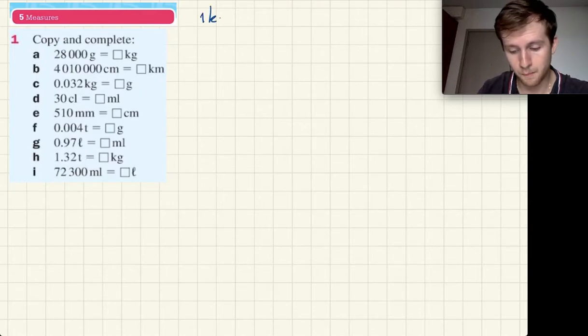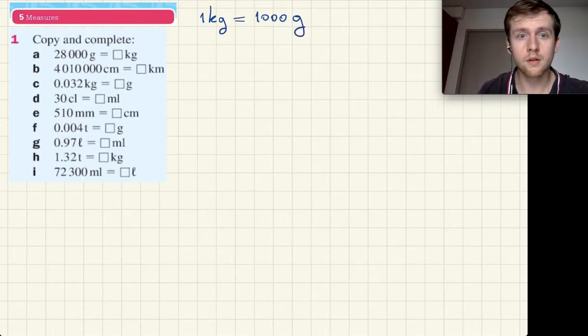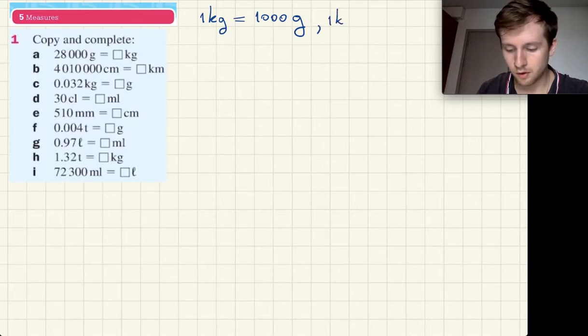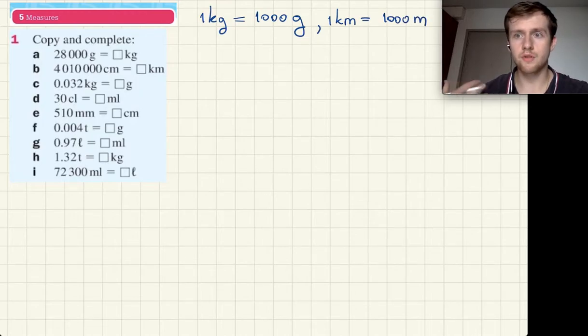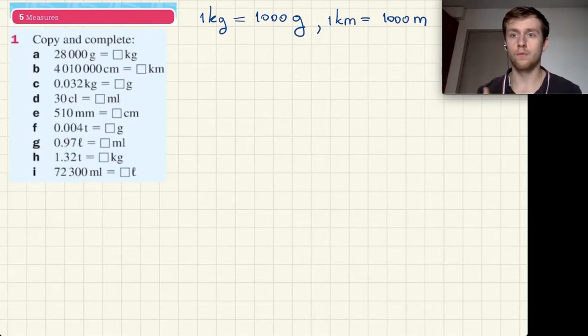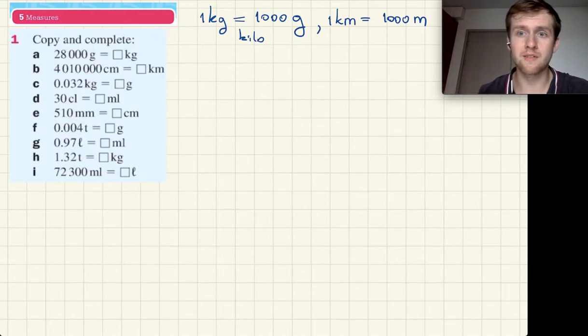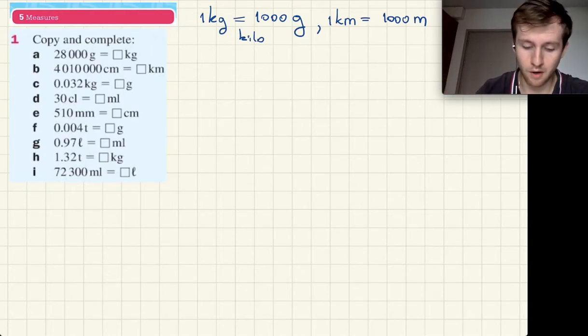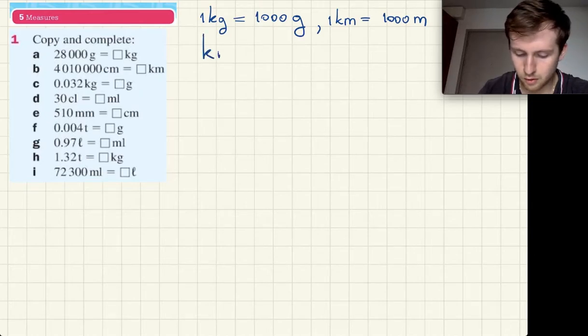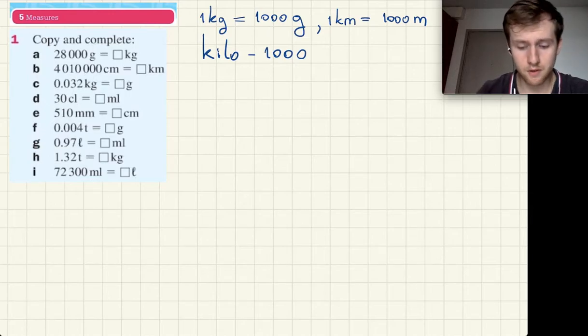So 1 kilogram is equal to 1,000 grams. 1 kilometer is equal to 1,000 meters. I think by this time you should start noticing that this word kilo, which we normally place in front of the actual unit, actually means 1,000 from Greek. So kilo means 1,000. Basically kilometer means 1,000 meters and kilogram means 1,000 grams. We can write this down. So kilo means 1,000.